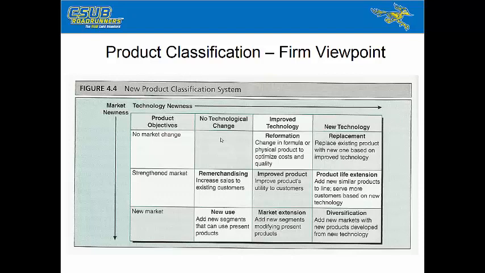Improved technology and strengthened market. Improved product, you can improve the product's utility to consumers, so it does more for existing customers than it used to. They're willing to pay more money because it does more things and solves more problems. Or improved technology in a new market, market extension. Add new segments, modifying present products.